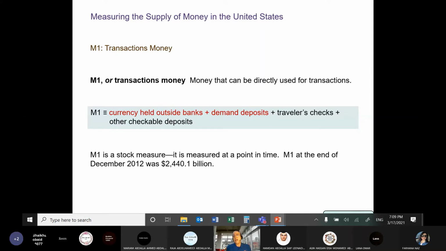There are other items such as traveler checks and other checkable deposits, also part of M1. But keep in your mind, so you can remember them till the end of the chapter, I will use M1, which includes cash in our hand plus demand deposits. So this is the narrow definition of transaction money, or M1.